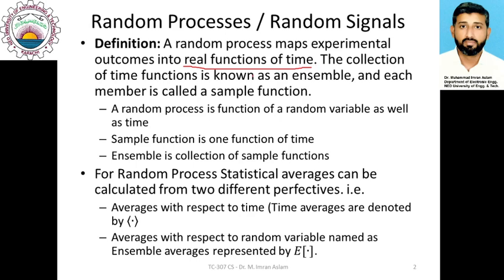So that means a random process is actually a function of two things. One is the random variable and another is time. So basically, random process depends on these two things. Any function of time is named as sample function, and the collection of sample functions is named as ensemble in case of random processes.